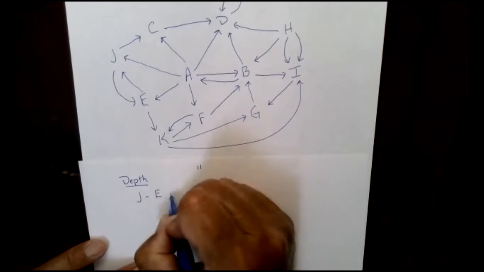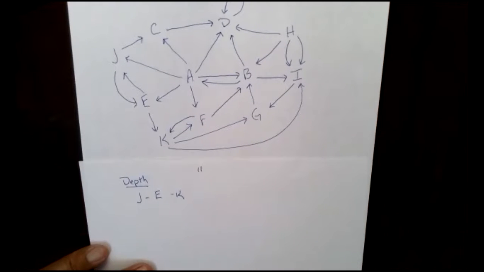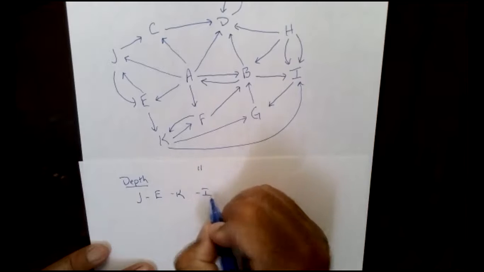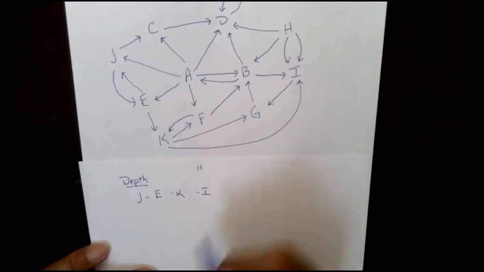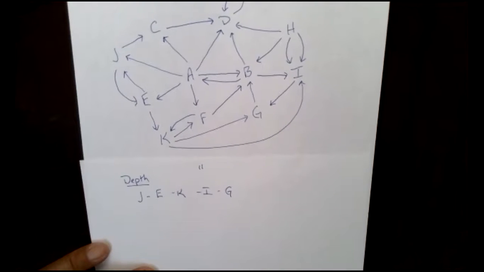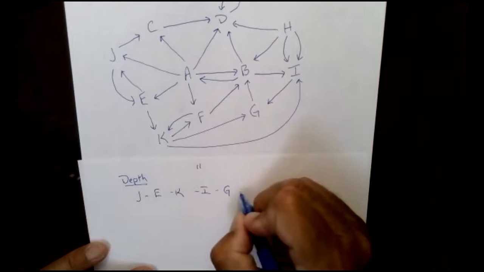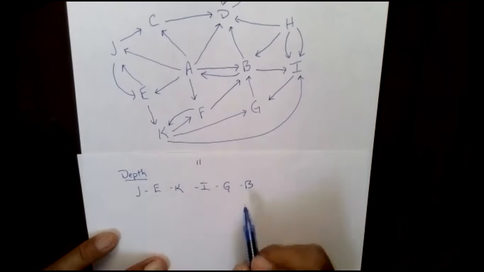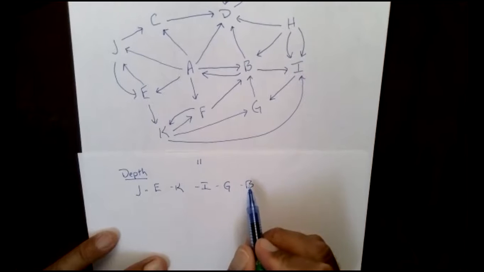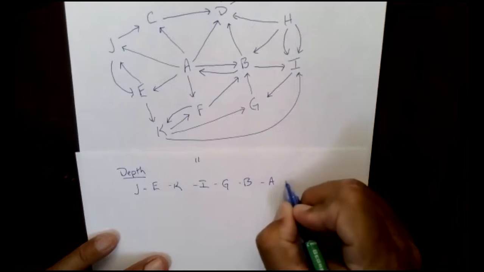K. I can go to K. Sure. Then where? I. Want to go out to I? Then where? G. And to G. Then where? B. I can go to B. 3, 6. I'm at 6 of them already. From B, I can go where? A. I can go to A. From A, I can go where? F. A can go to F.